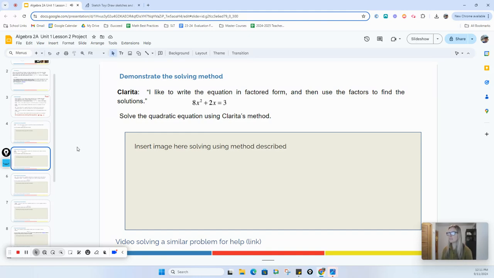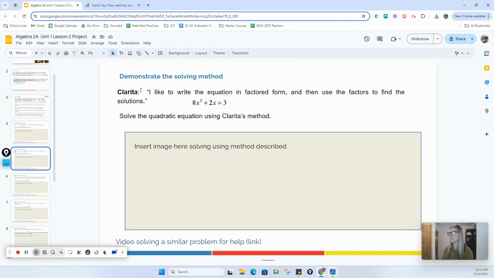Hey students, so this is a video to help with how Clarita likes to solve quadratics. We are going to be looking at a problem that is very, very similar to the one that is given, so that you can then apply your understanding from this video to the exact problem within your project.